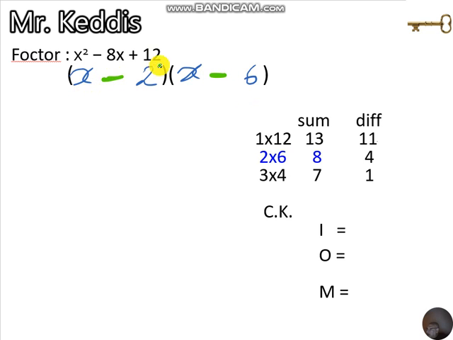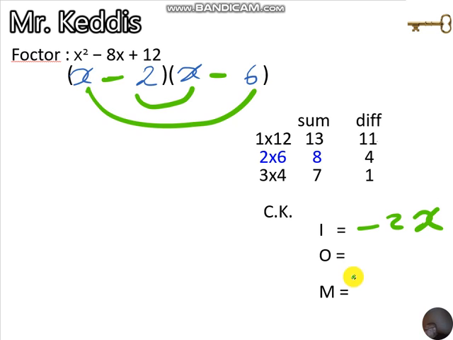Negative 2 times negative 6, I get positive 12. Last times last, I get the last term, because when you multiply these two binomials, I have to get this trinomial back. Let us check the middle term. The inner product, negative 2x, and the outer product, negative 6x. When I combine them, both negative, the sign stays negative, and I add the numbers. 6 plus 2, I get 8. I lost 2, I lost 6, means I lost 8. Here negative 8x and here negative 8x, so my answer is correct.